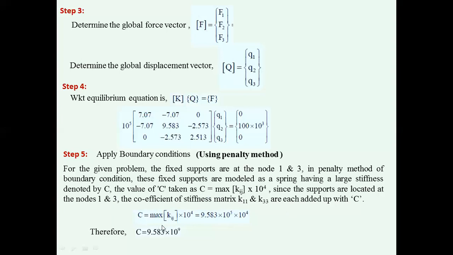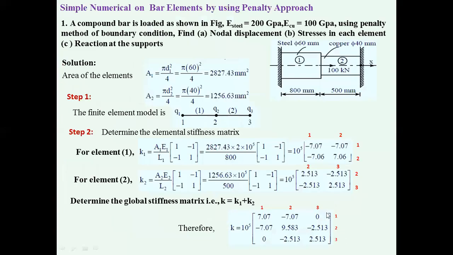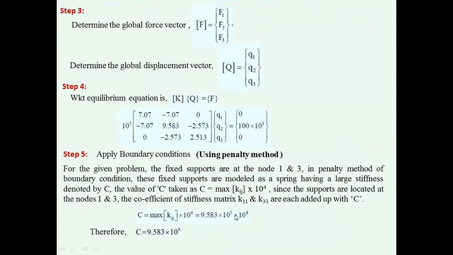you have to find out the maximum value of K of Ij. So in the global stiffness matrix, when you observe it, the maximum value is 9.583 into 10 to the power of 5. So it is 9.583 into 10 to the power of 5 into 10 to the power of 4. When you add up these, 5 plus 4, it is 10 to the power of 9, so we get 9.583 into 10 to the power of 9. Now this is the value of C.